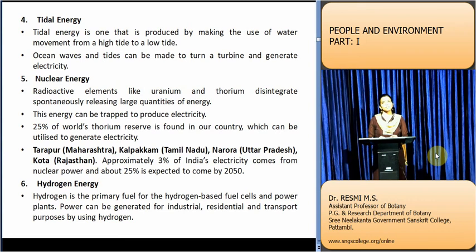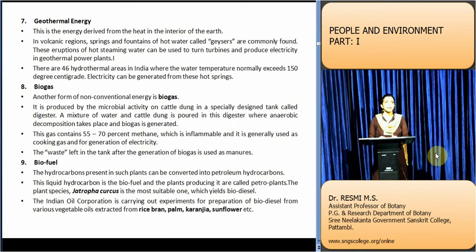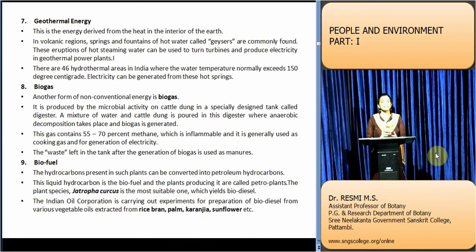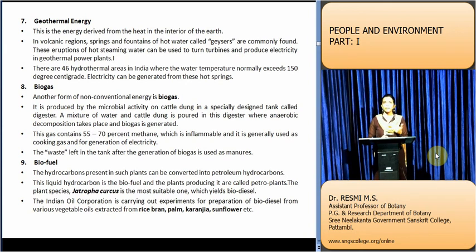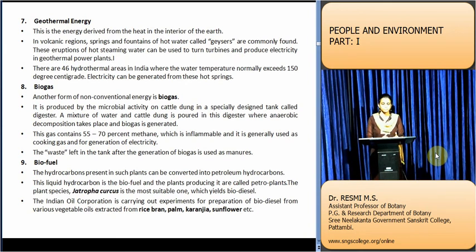And then comes hydrogen energy; hydrogen is the least polluting gas found in the atmosphere, and it is used as a primary fuel for hydrogen-based fuel cells and power plants, and can be used for industrial, residential and transport purposes. And three more can be added. Geothermal energy is the energy derived from the interior of the earth, usually coming from volcanic regions, springs and hot water fountains called geysers, etc. There are approximately 46 hydrothermal areas in India where water temperature normally exceeds 150 degrees centigrade. So electricity can also be produced from these hot springs.